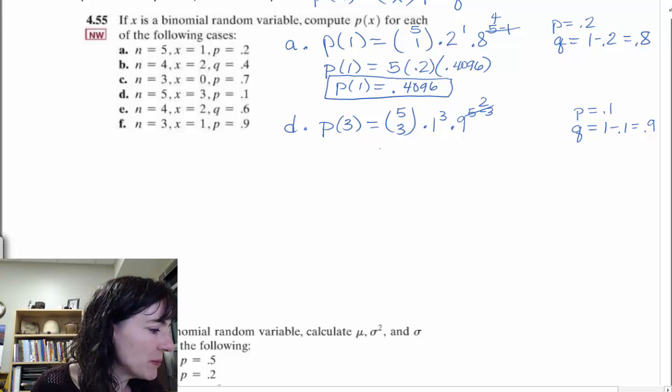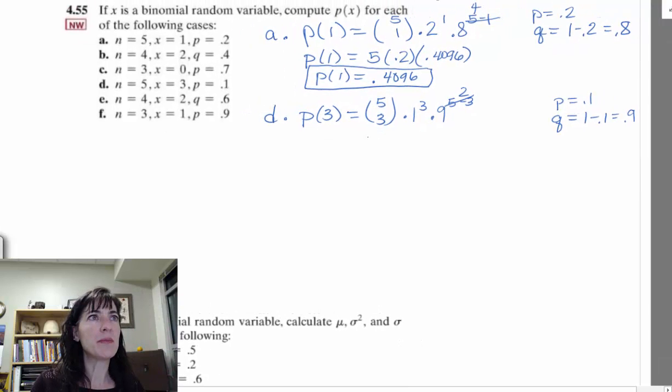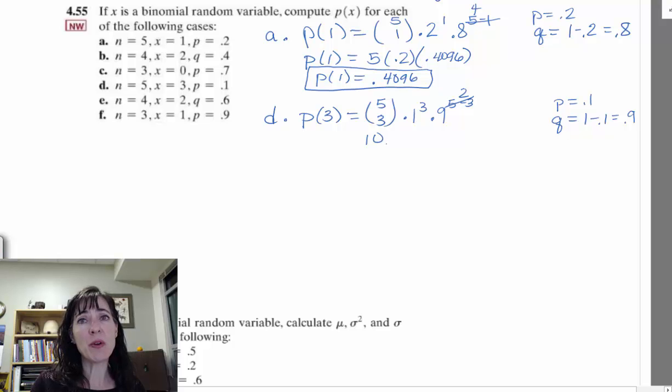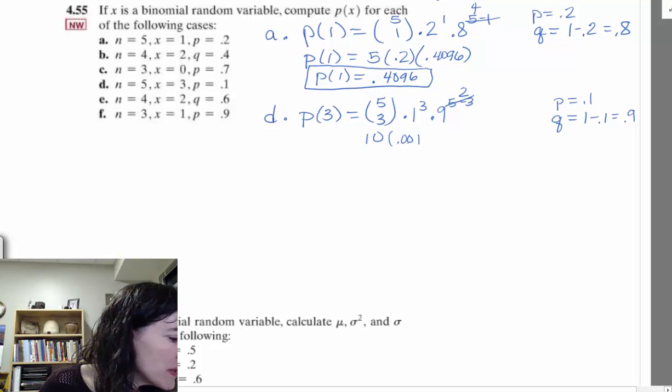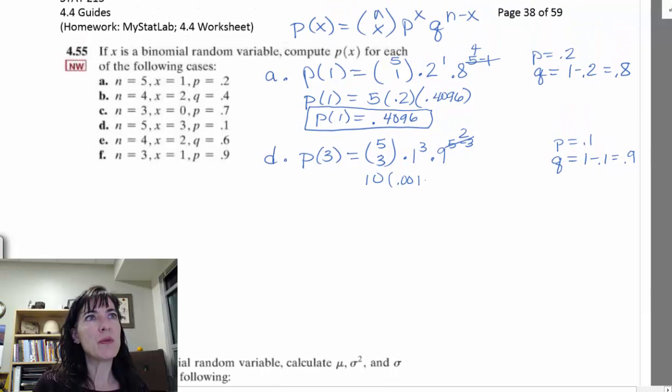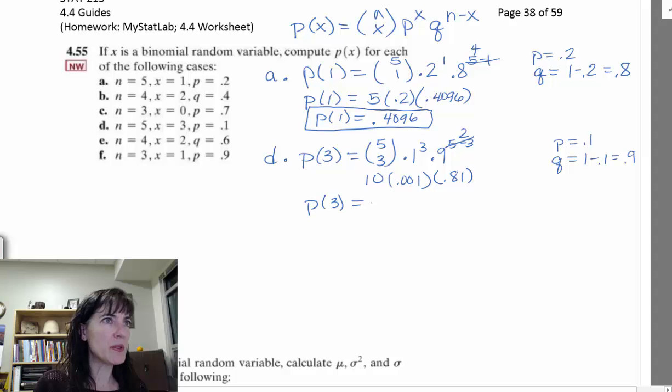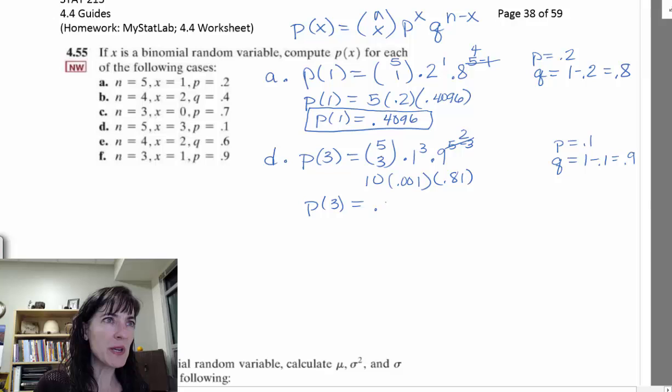5 choose 3. Do that on your calculator. You get 10. And 0.1 to the third power, it's not going to change the 1, but it'll add some zeros on there, so it'll be 0.001. And then 0.9 squared is going to give me 0.81. When I multiply all those together, I have P of 3 equals, and that'll give me 0.01 times 0.81, so 0.0081.